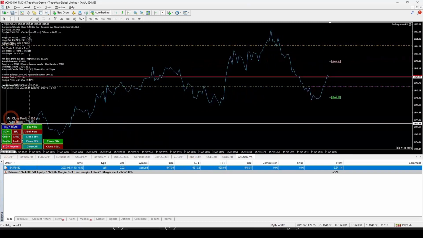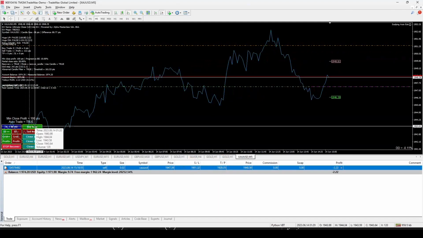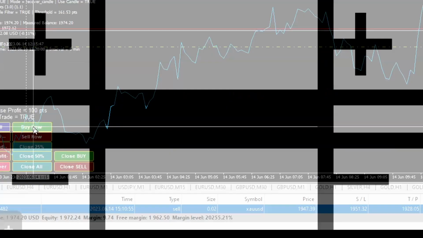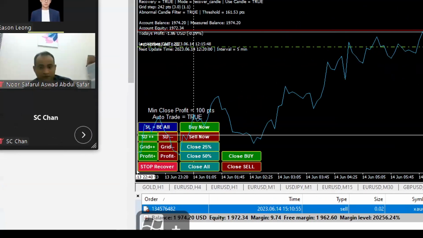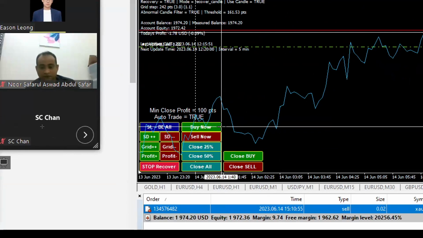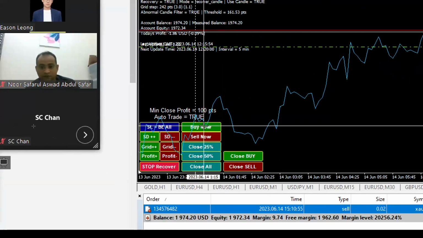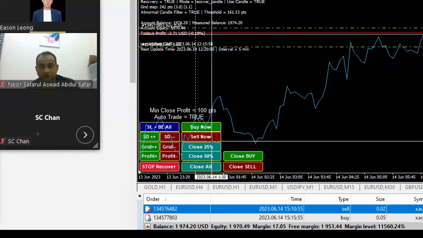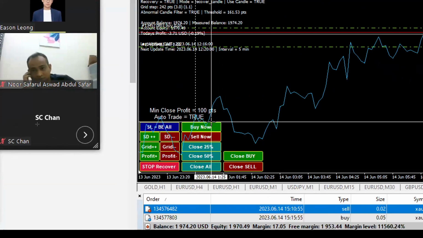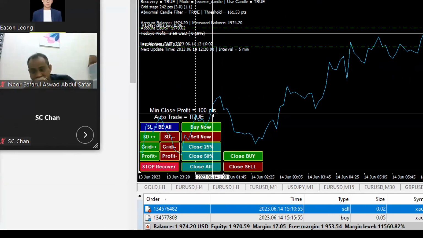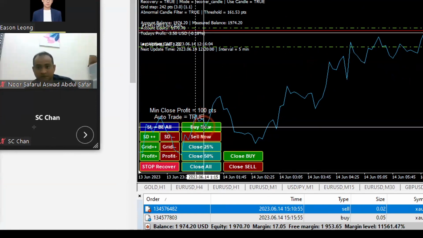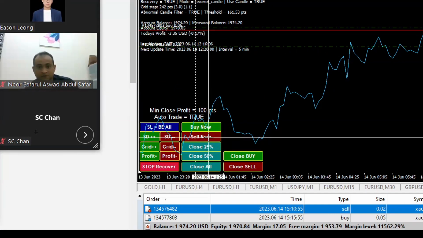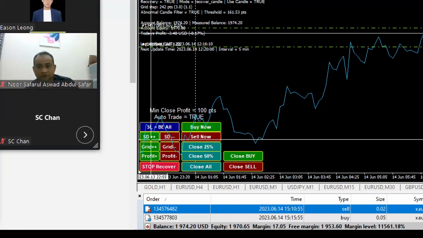Now the button over here is as simple as, let's say, not a good guidance, but let's say that you think the market is good now. You want to enter buy, just click, then you enter buy. By default, the buy lot size is 0.05, but you can make adjustment in the setting later. So you can make buy trade, sell trade.